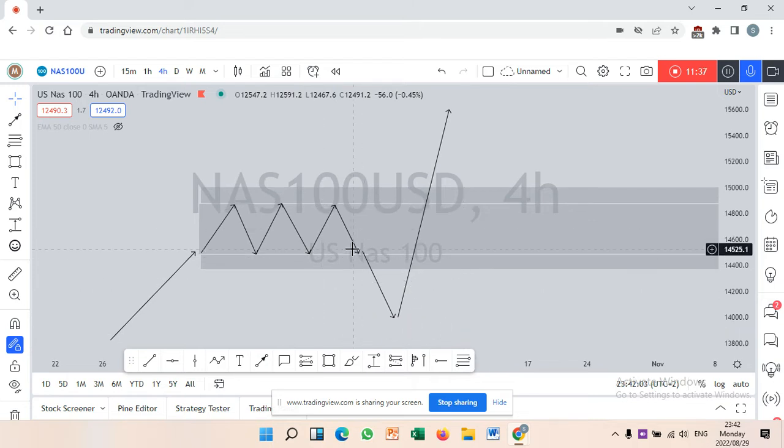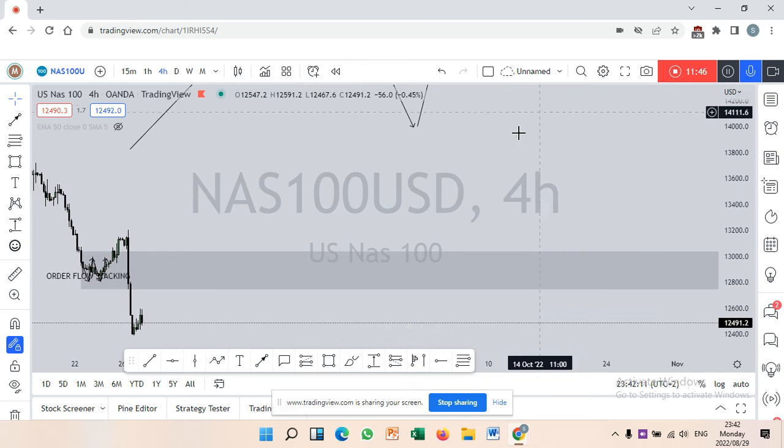I hope you guys can understand what order flow stacking is. This is it: a consolidation, stop hunt, order flow stacking, whatever you want to call it. It's the same thing. So now, what did I want to teach you? It's how to approach a consolidation. So how do we approach a consolidation?